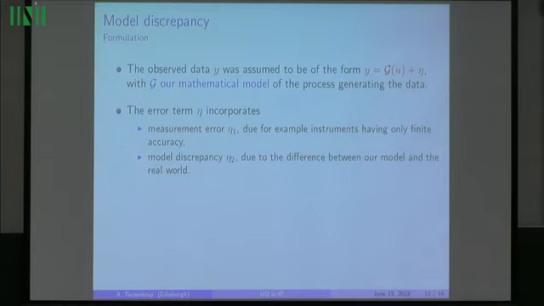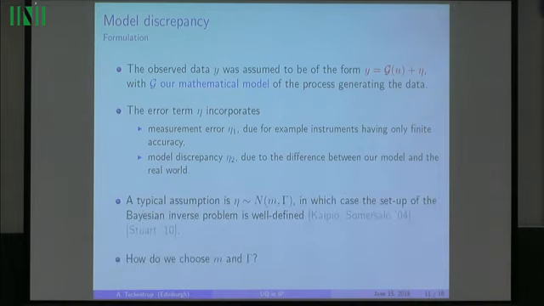Maybe more as well, but it definitely includes these 2 sources of error. One is measurement error, which I already discussed earlier. This is, for example, due to your instruments only having a finite accuracy, or the instruments that you're using to get the observations Y are not calibrated accurately. And then the second term that it includes is this model discrepancy, that is due to the difference between our model G and the real world. The data Y that we're given is really real data, so there's this difference between that and our model G.